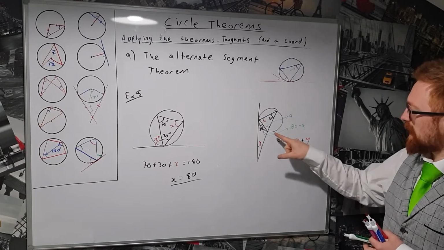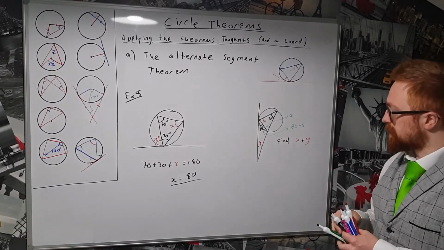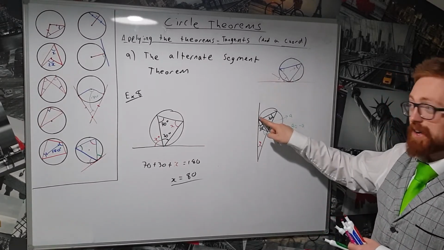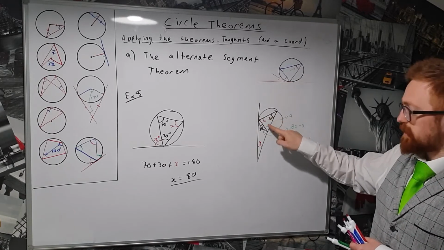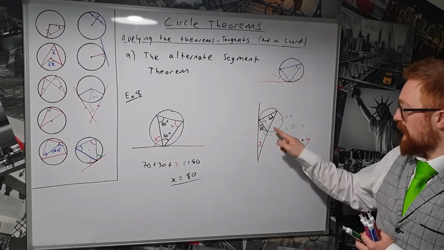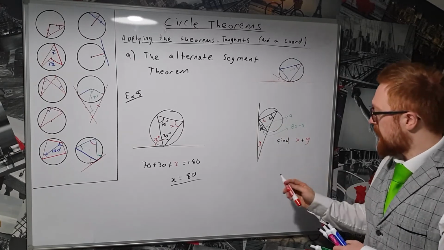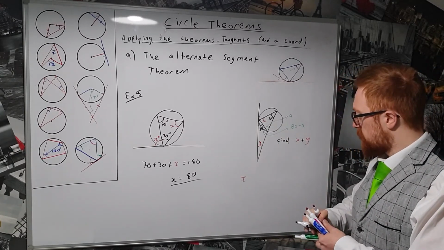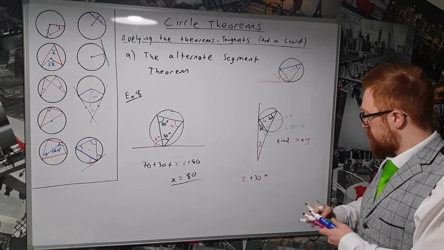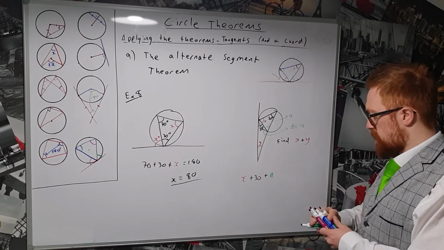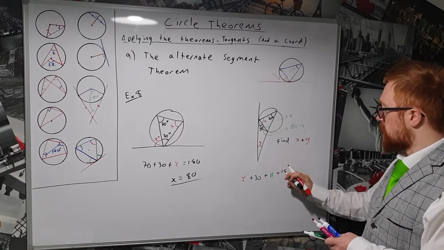And this allows us now to start setting up some equations. So let's look at the triangle inside the circle. I know that this angle here is x, this angle here is 30, and this angle here is A. So I know that x plus 30 plus A has to be equal to 180.